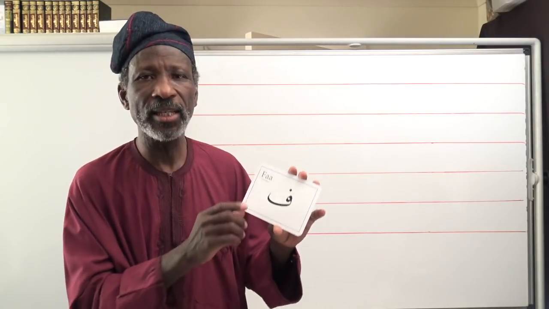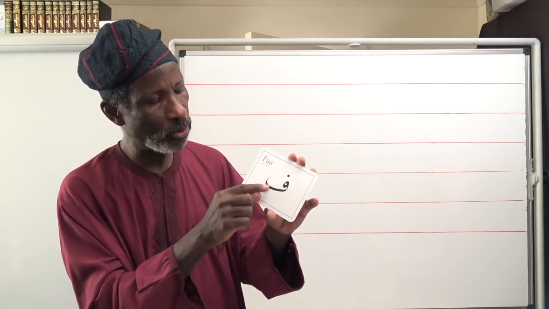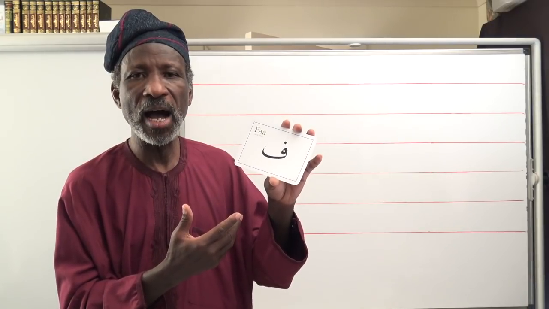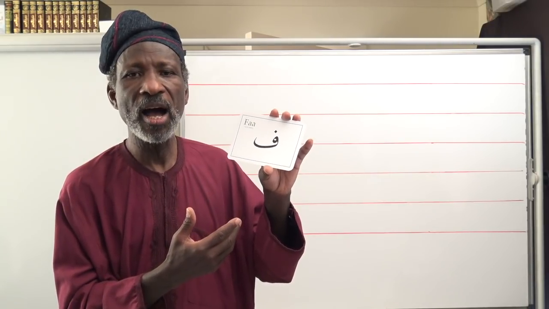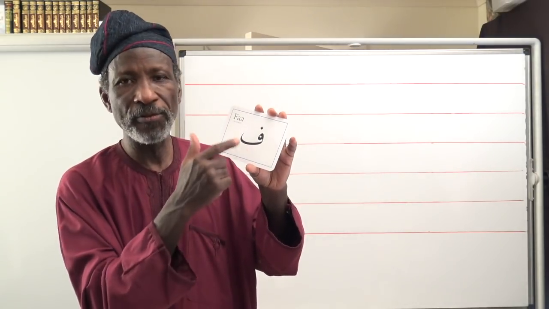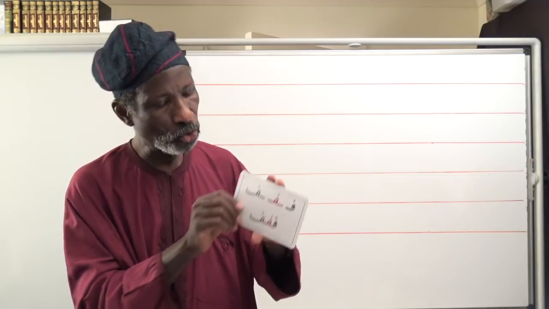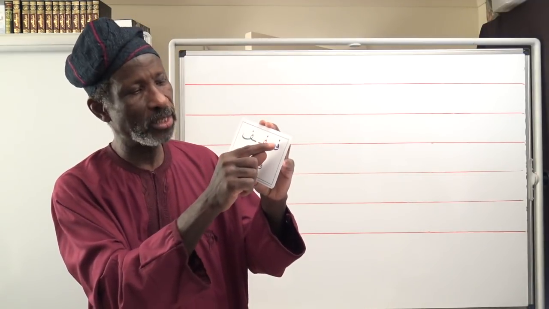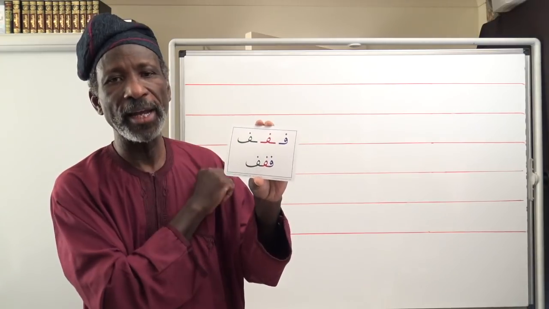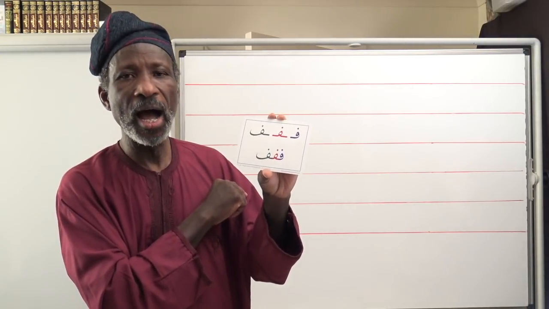So the next letter is, see the spiral letter? That's an f, like fa. That's fa. And you join it, it's a spiral. Just write it round, extension, and then find a form. Fa.